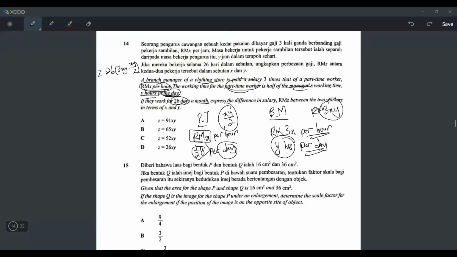The reason is because this is only for 1 day. They want the difference in salary in 26 days, right? So this is the answer. 26 times this. But you have to expand, right? 26 times 3XY. What is 26 times 3? Let's press. I got 78. So I get 78XY here. And then also I will take 26 times XY over 2, which is 26 divided by 2, which is 13XY. 78 minus 13, I will get 65XY. So the answer is B. All right.